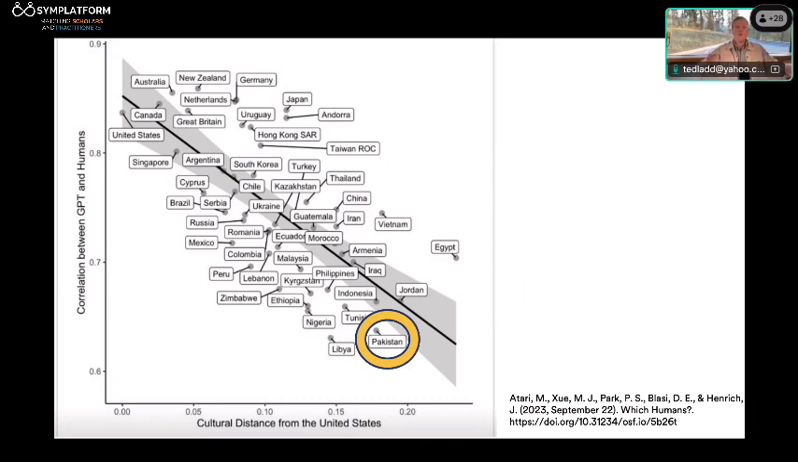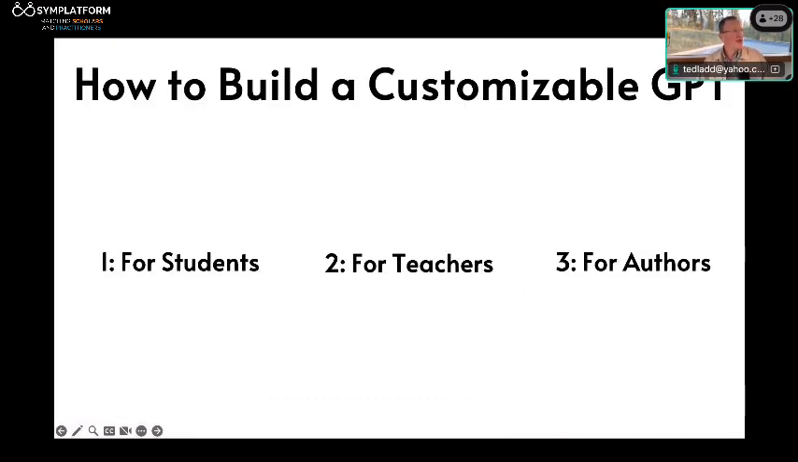So those are the two reasons that I think are the why. That's the why we should have, in general, in the macro view, customized GPTs. Let me get to the micro for the why. There are 3 different reasons for us to build a customized GPT. I'm going to show you how to build one for students.